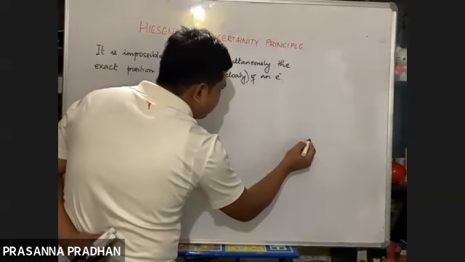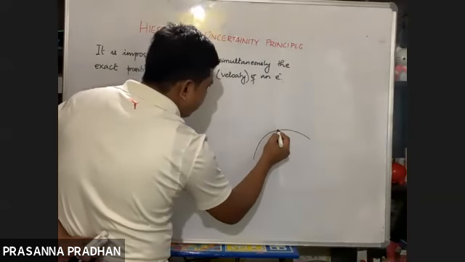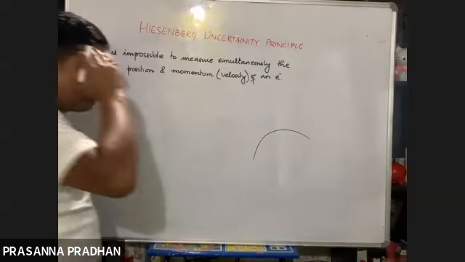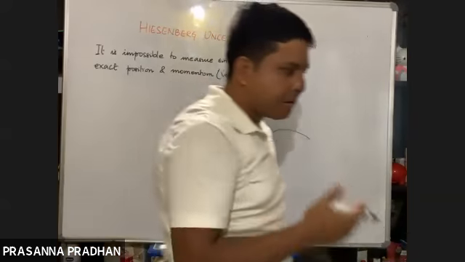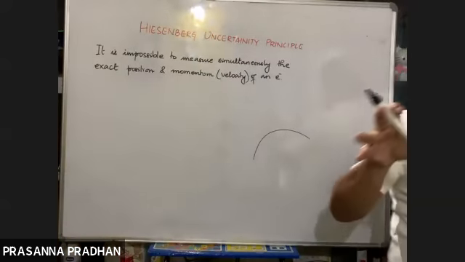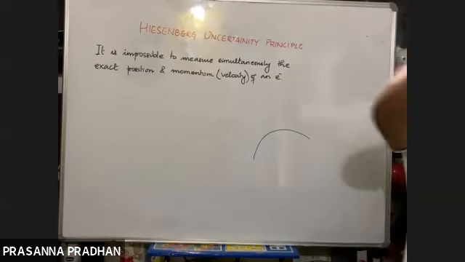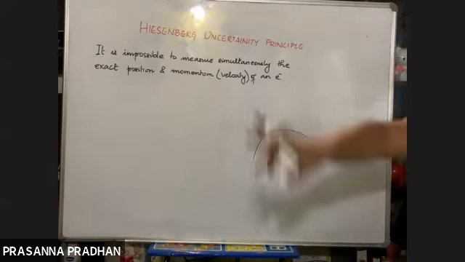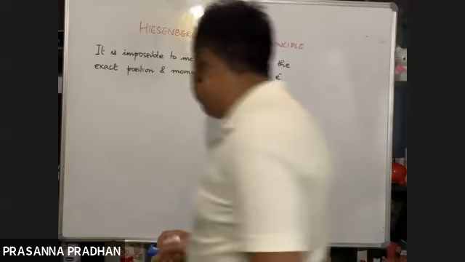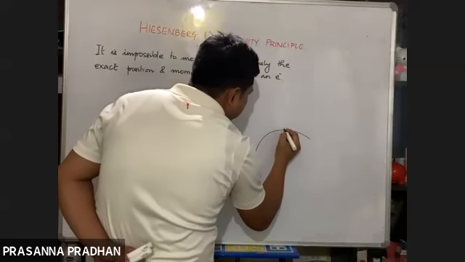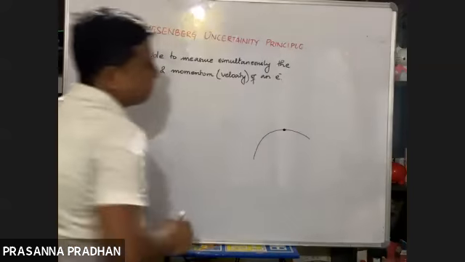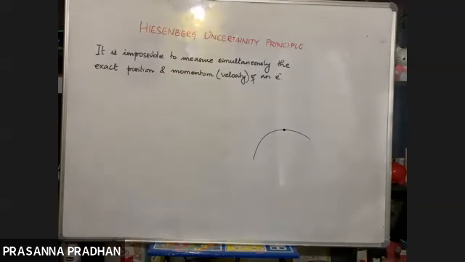Suppose I want to determine the position of an electron. According to Bohr's theory, what picture of the atom do I know so far? There is a nucleus in the center, and electrons revolve around the nucleus in circular orbits. And suppose I want to determine the position of the electron.